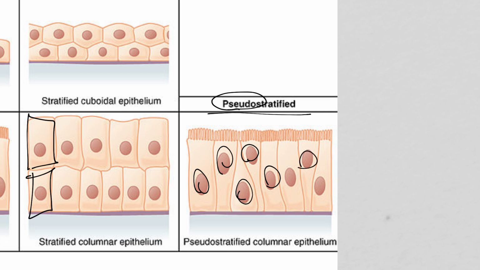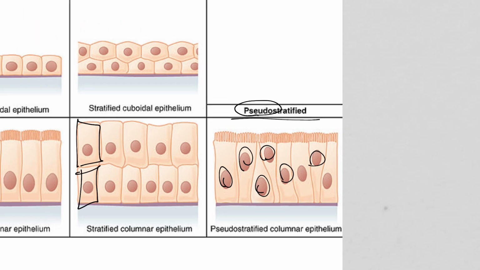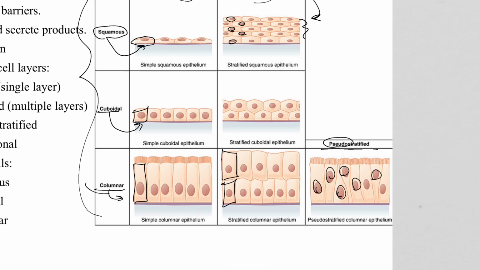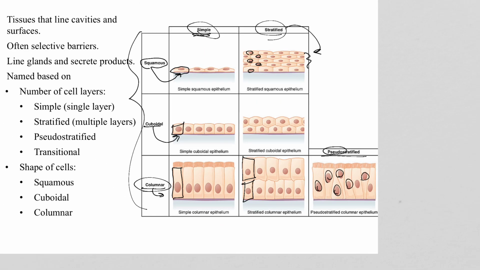It'll make it look like there are multiple layers, sort of trick your eyes into thinking that there are, but it's really just one layer of cells that are kind of twisted around each other, and the nuclei are a bit offset. So they still fit into the columnar category, but we call them pseudo-stratified because of that appearance, right?